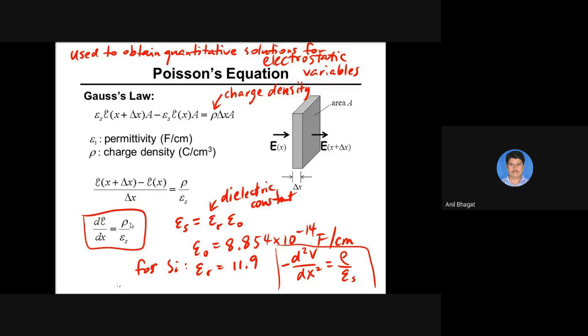So Poisson's equation represents the relationship between voltage and current, right? Es is the dielectric constant. Er is always equal to 11.9 for silicon, and epsilon naught is equal to 8.854 multiplied by 10 to the minus 14. So now, minus d square V by dx square is equal to rho by Es. This is the updated formula to calculate the actual charge density present in the field, right? So this is a very important formula.